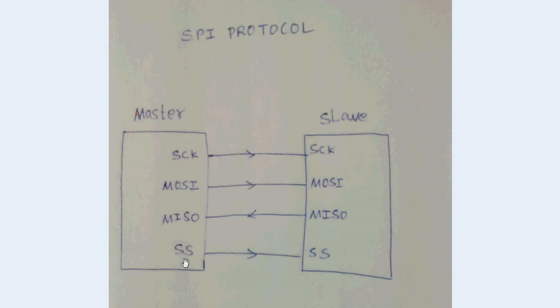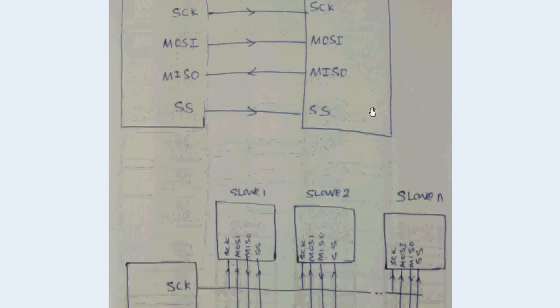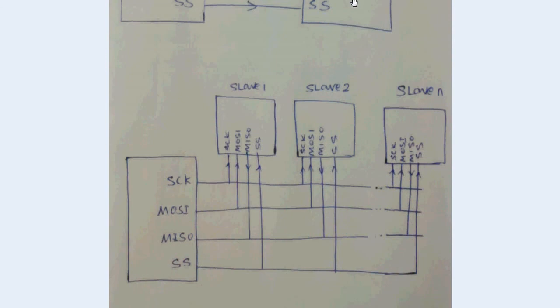So the select line is used to choose the device you wish to communicate with. This is a select line. So here we have one master and multiple slaves. Here we have one master, this is the master circuit, and multiple slaves, n number of slaves.